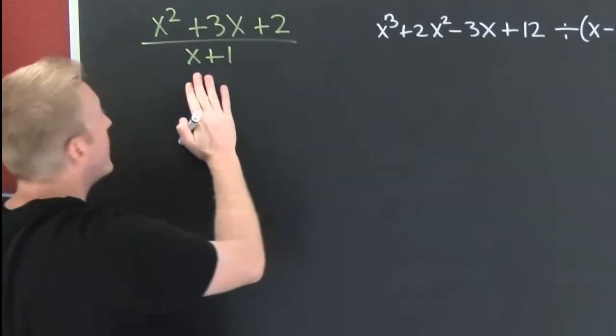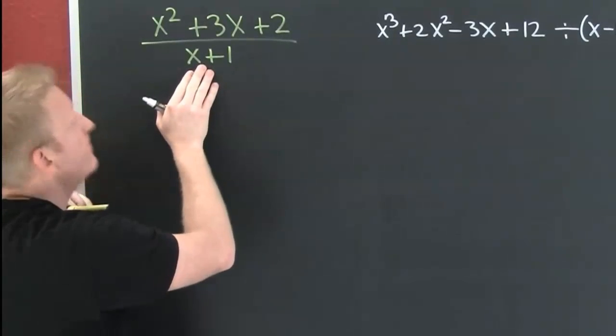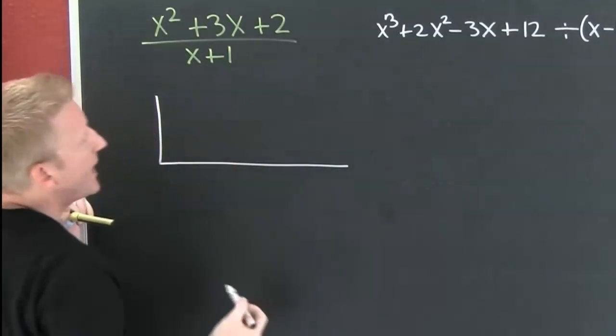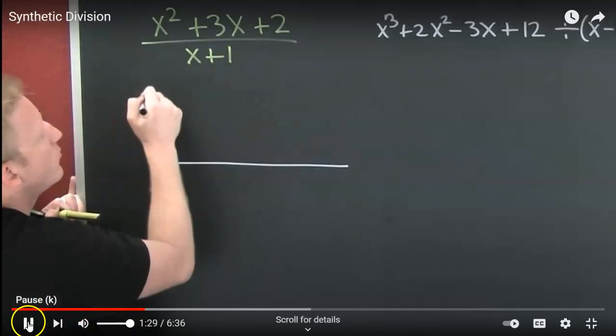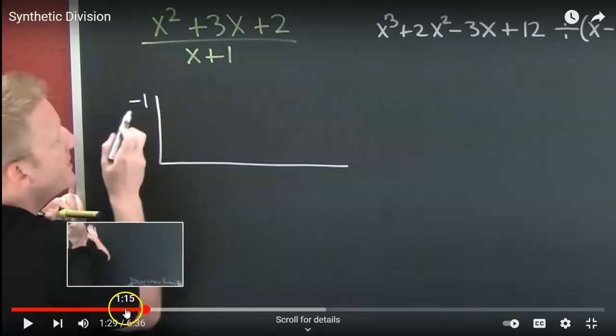Up here, yes. Am I dividing by a special linear factor? I am. So then, zeros go outside of the box. What makes that denominator 0? Minus 1. Okay, so he just said something very important there. What goes outside? The zero of the denominator. I'll rewind it. It's very important.